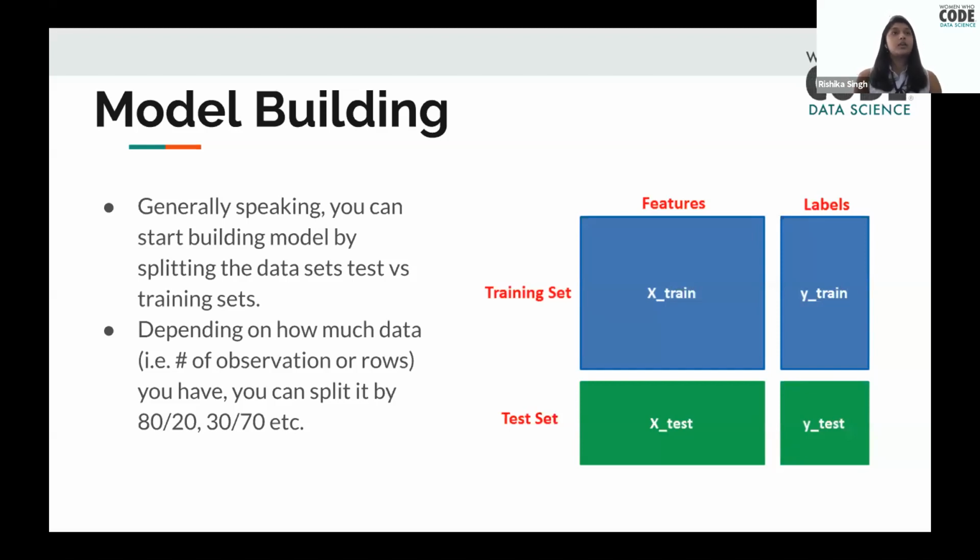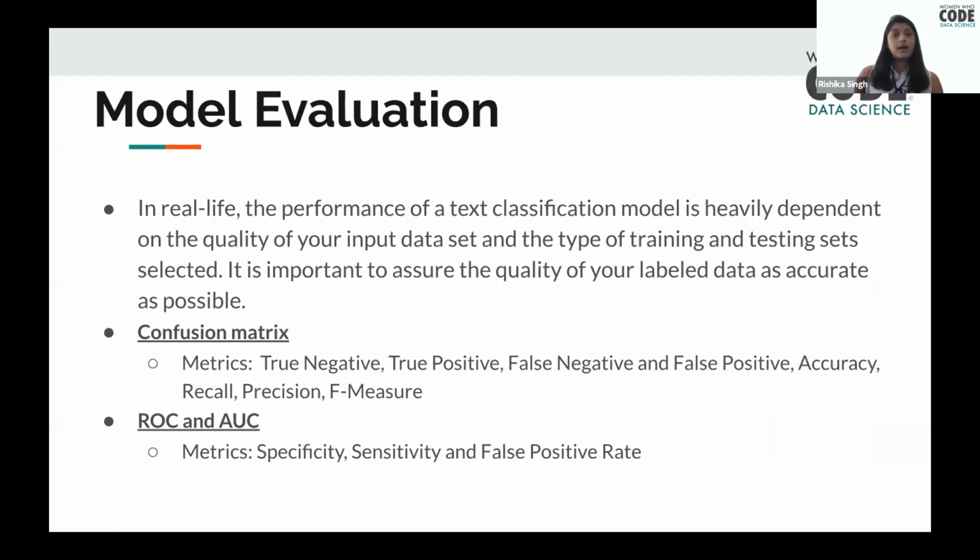So next we'll actually be going into model evaluation. In real life, the performance of a text classification model is very heavily dependent on the quality of your input data set and the type of training and test sets that you select. So it is very important to ensure the quality of your labeled data is as accurate as possible. Model evaluation aims to estimate the generalization accuracy of your machine learning model on any future data. And when I mean future data, I mean any unseen or out of sample data.